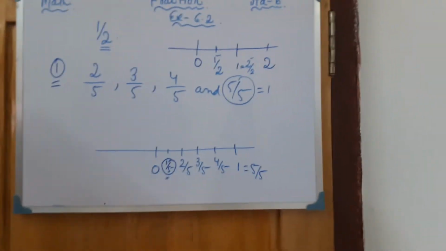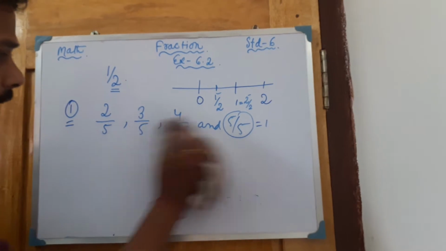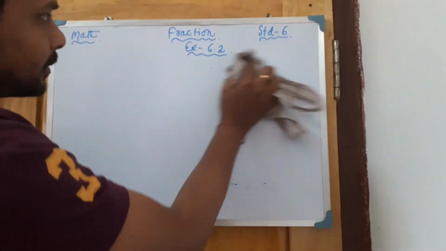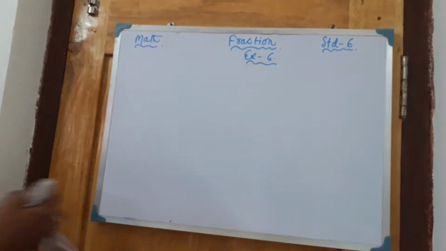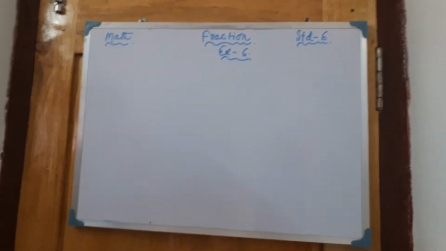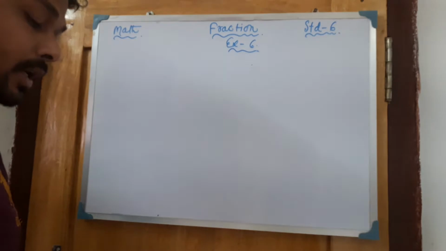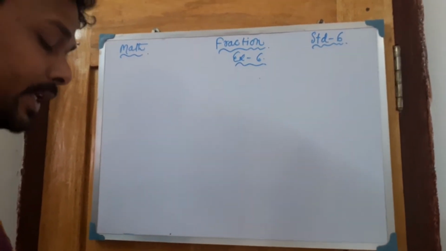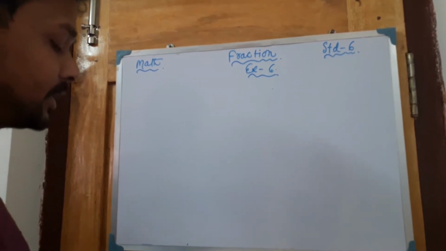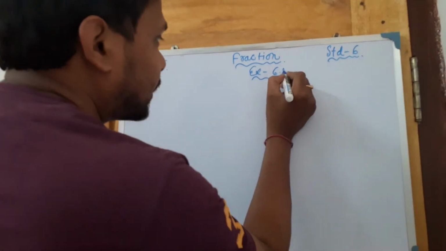Now a few numericals are there that I will give you in the homework. Now we are coming to exercise number 6.3, which is very important, and from here questions will be asked, that different types of fractions are there. From your book I am telling you a few things you have to know before doing this 6.3 exercise.